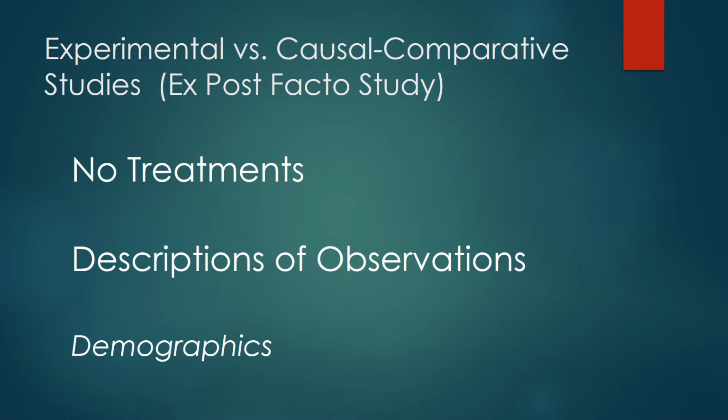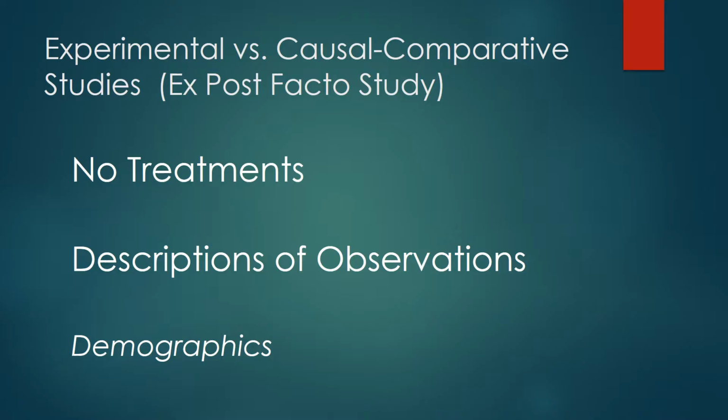So, for instance, let's say I was interested in considering whether legalization of marijuana leads to increases in children who are testing positive for exposure to marijuana. Now, clearly, that is not an experiment that I would set up with a control and experimental group because it would be unethical.